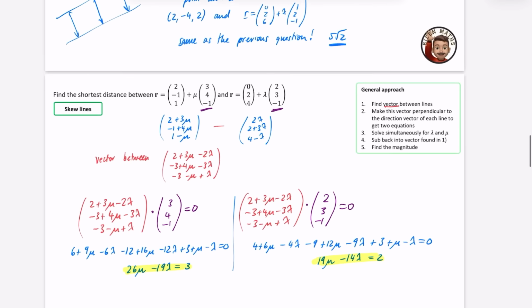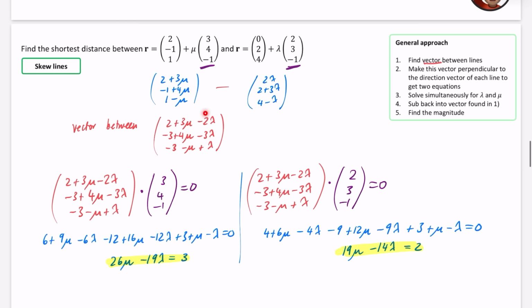So let's just quickly recap what we've done. We have found the vector between the lines. We made the vector perpendicular to the direction vectors of each line to get two equations. We're going to solve them simultaneously for lambda and mu. We'll put them back in here, and then we find the magnitude.